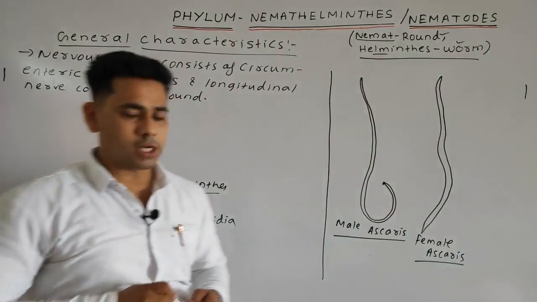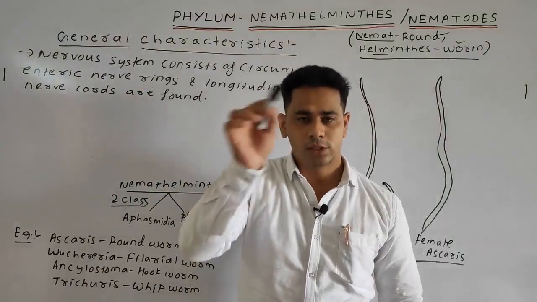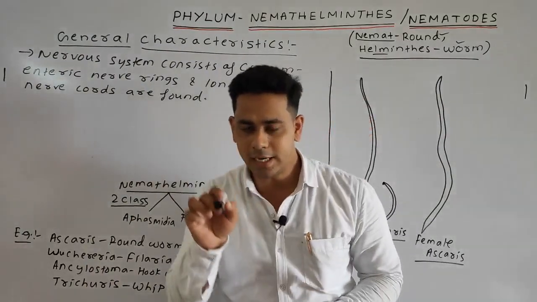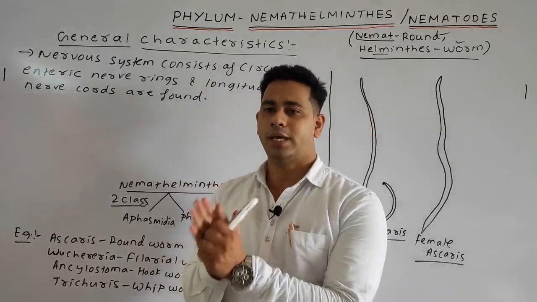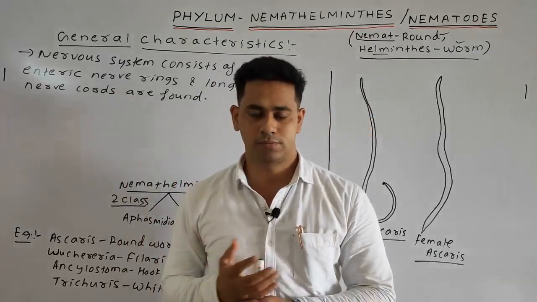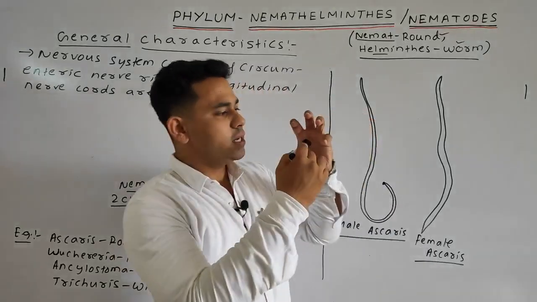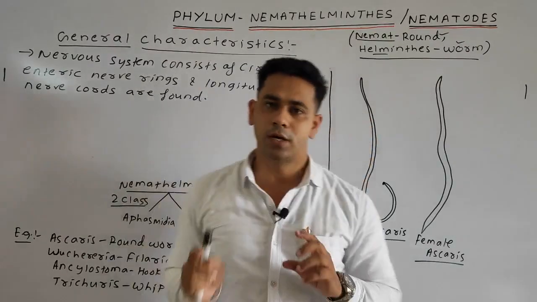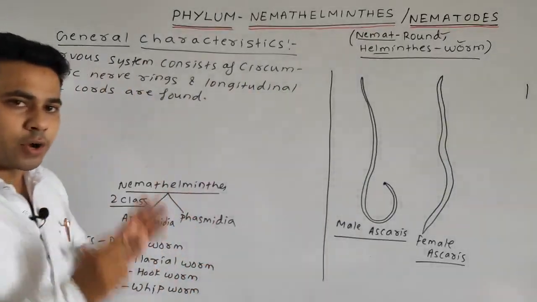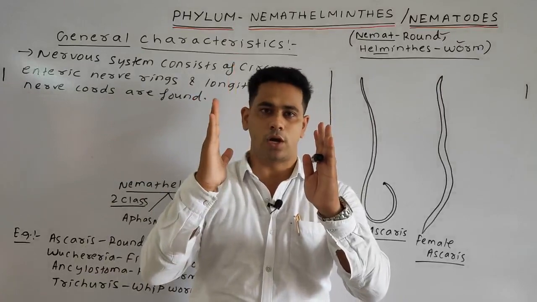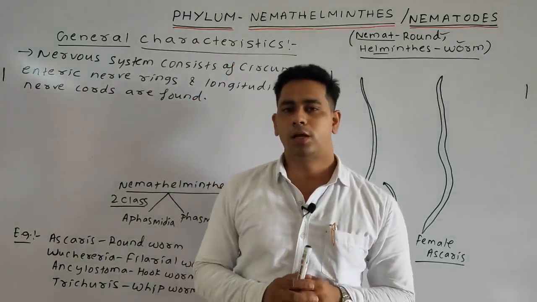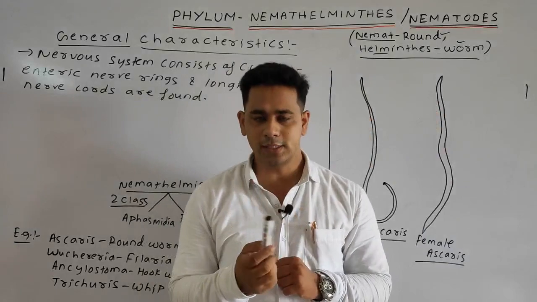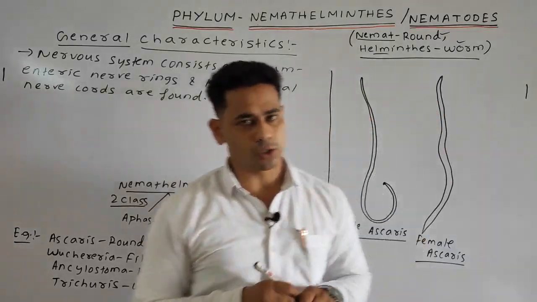Students, what do you mean by the circumenteric nerve rings? Circum means what? Circumference, or we can say around, means something present around. Circumenteric means it is present around the enteric, and enteric means something related to the digestive system. Means suppose this is your digestive system, it is surrounded or circumferenced by the nerve rings. Okay. And also some longitudinal nerve cords means like this structure. This is your longitudinal nerve cords. So, we can say the nervous system in the case of the Nemathelminthes consists of the circumenteric nerve rings and also the longitudinal nerve cords are found.